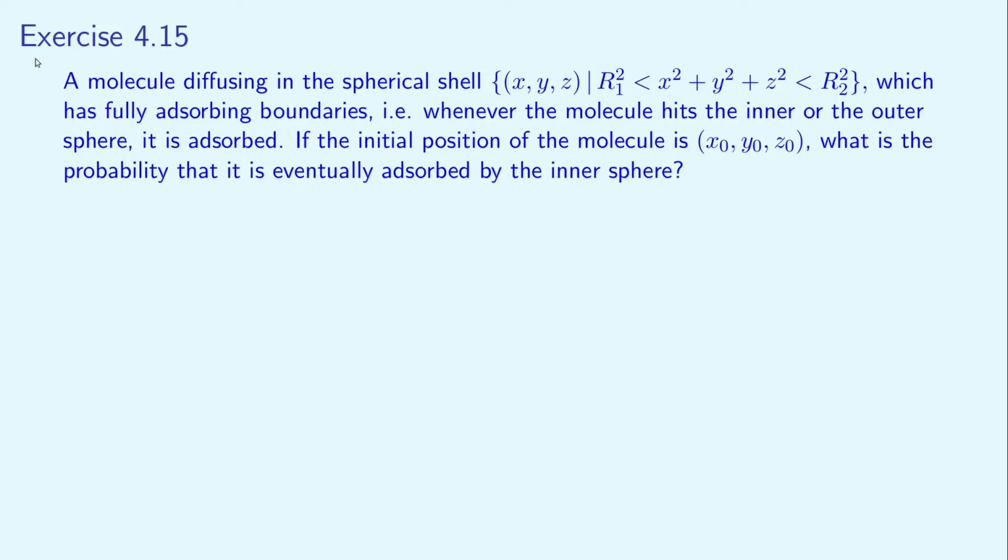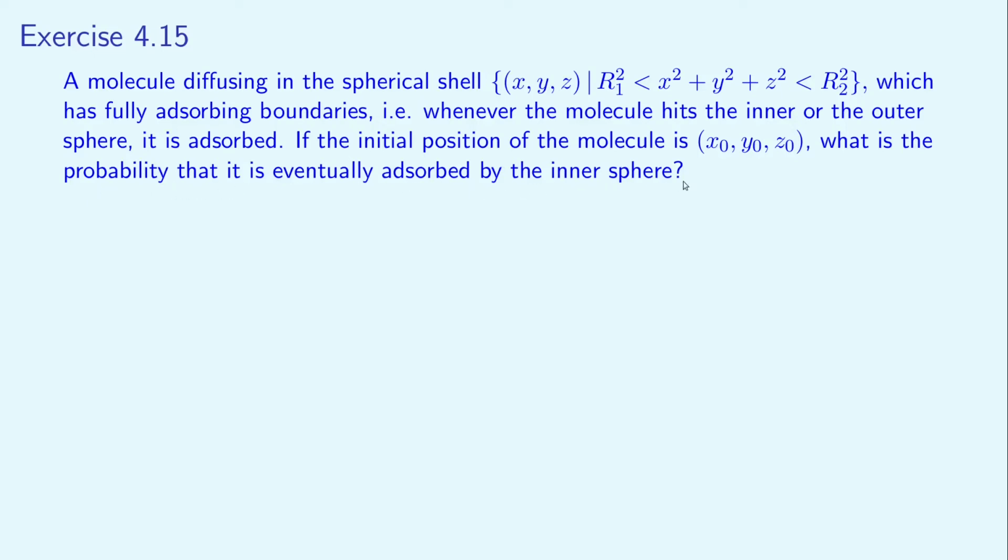In exercise 4.15, you are asked to consider a molecule diffusing in the following spherical shell, with the inner sphere of radius r1 and the outer sphere of radius r2. Both spheres are considered fully adsorbing, that is, whenever the molecule hits the inner or the outer sphere, it is adsorbed. Given the initial position of the molecule, you are asked to find the probability that it is eventually adsorbed by the inner sphere.